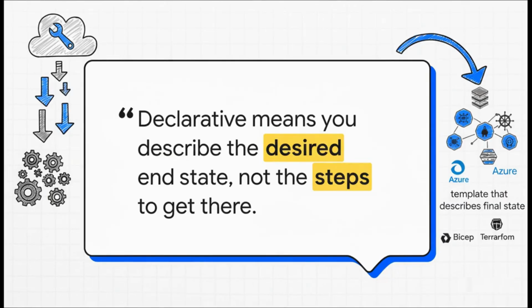Now, this right here is a core principle of modern IT operations. We have to move away from writing manual scripts that tell the system how to do something. Instead, we embrace infrastructure as code with tools like Bicep or Terraform. We write a template that just describes what we want the final cluster to look like, and we let Azure figure out how to make it happen.